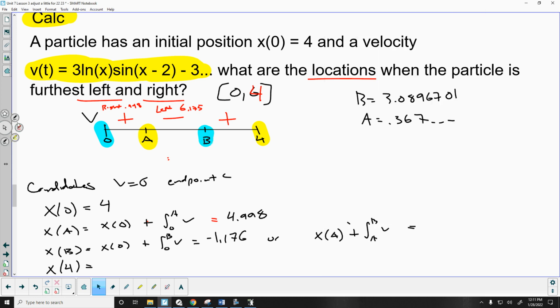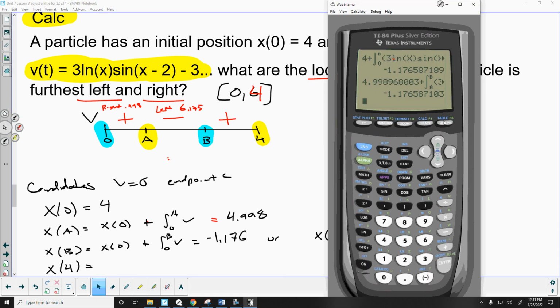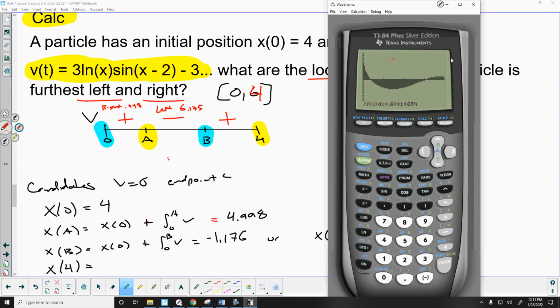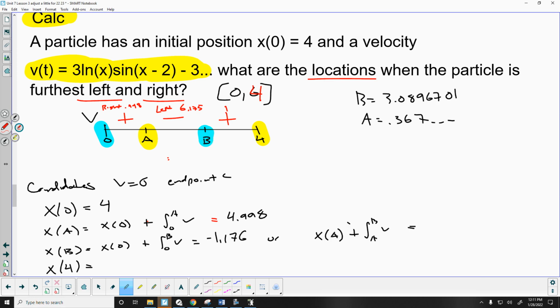And then our last candidate is at 4. Now you could, if you wanted to, in your calculator, and it's nice to visually see it, so I'm showing you, find the area from B to 4. And you will find how far you travel to the right at the end. Just 0.6. So, what happens? I started at 4. I go to the right like 1. I go to the left like 6. And then I go to the right 0.6.